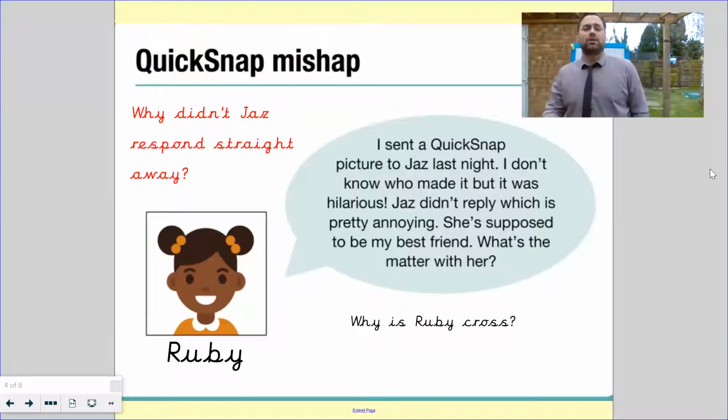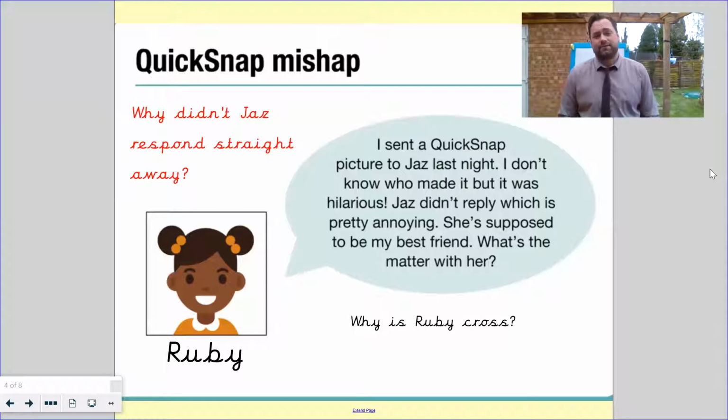She could be cross because her friend, Jazz, didn't respond straight away. And it could be that she's thinking, well, if I spoke to her in school, this is just like her ignoring me. Okay, so she feels that maybe Jazz has ignored her. So that's why Ruby is cross, because they're supposed to be good friends. Now, let's think about why Jazz didn't respond straight away.